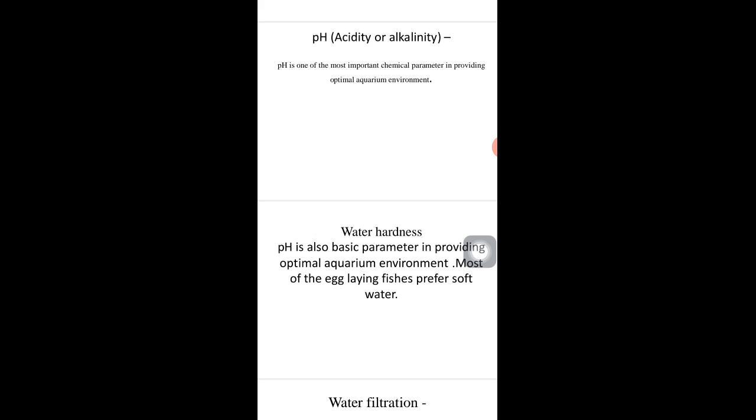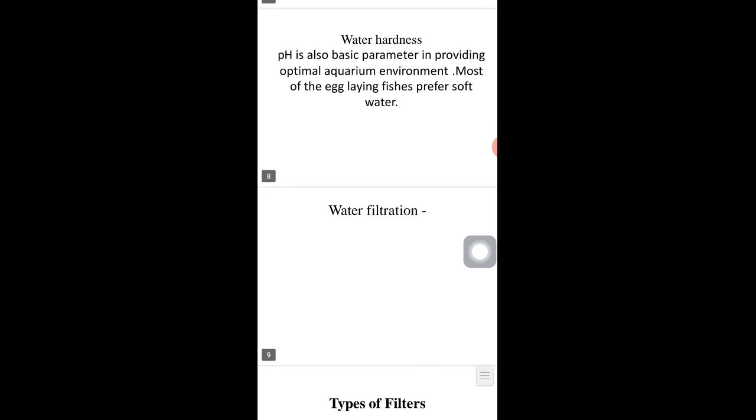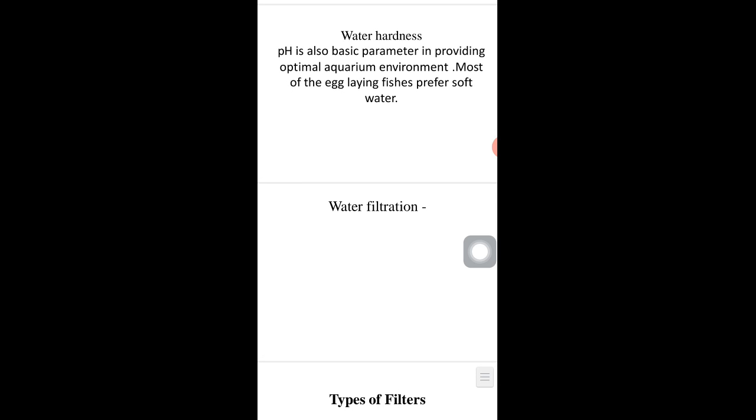Alkalinity can be increased by adding a small amount of sodium bicarbonate, whereas for slightly acidic medium, marsh peat extract is usually used. Water hardness. Hardness is also a basic parameter in providing optimal aquarium environment. Most of the egg-laying fishes prefer soft water. Excess hardness prevents the development of fertilized eggs.